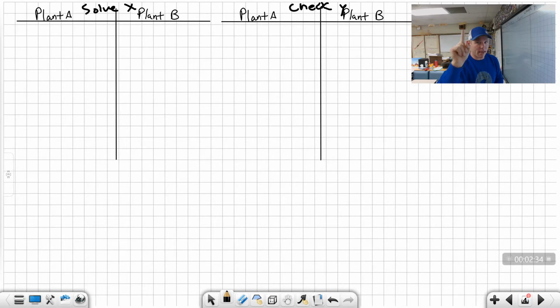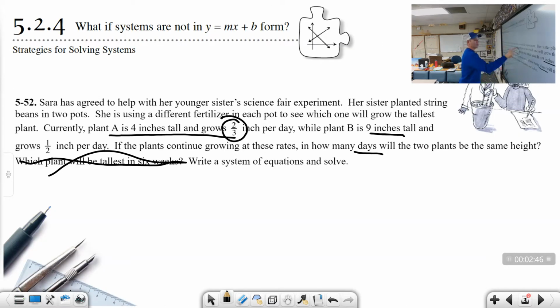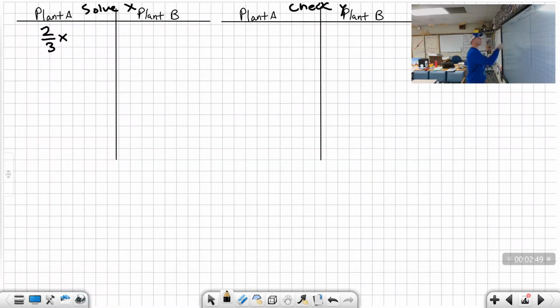Step 1, make them equal. So when I was reading this, I read that plant A grows 2/3 inch per day. We can see that right here. It grows 2/3 inch per day and starts at 4 inches, while plant B is 9 inches tall and grows 1/2 inch per day. Okay? When we want to know when 2 things are the same, we set them equal to one another.